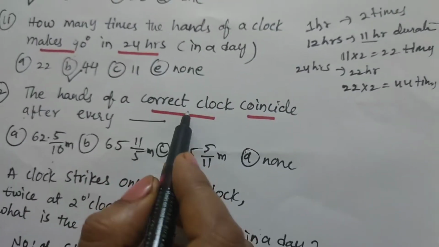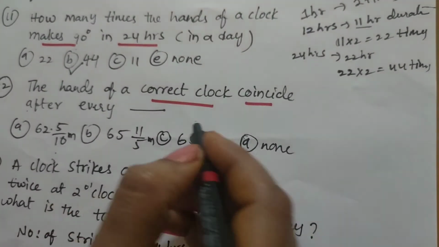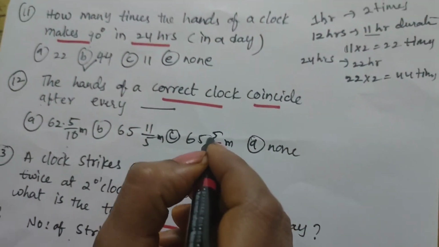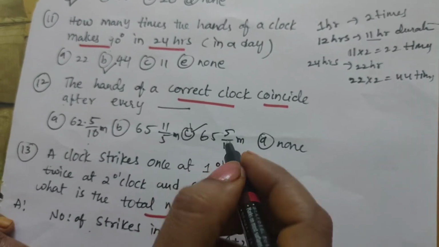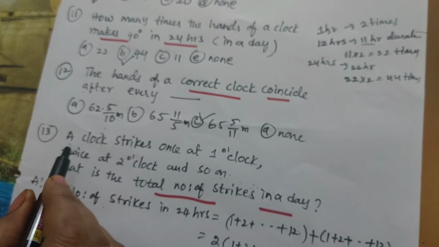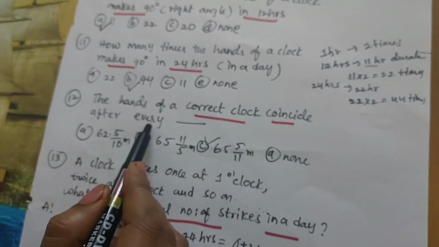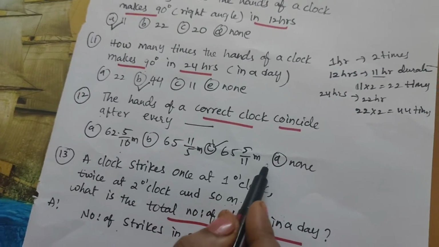The hands of a correct clock coincide after every 65 into 5 by 11 minutes. This is the standard formula we have to remember. For a standard clock, the hands of a correct clock coincide after every 65 into 5 by 11 minutes.